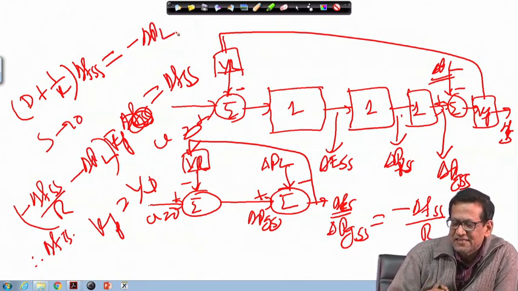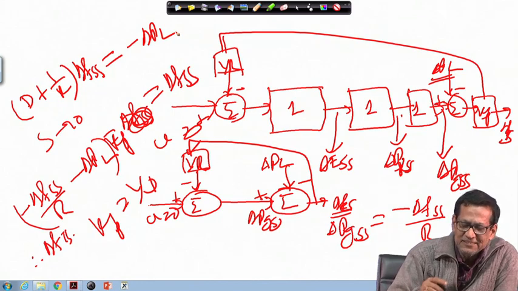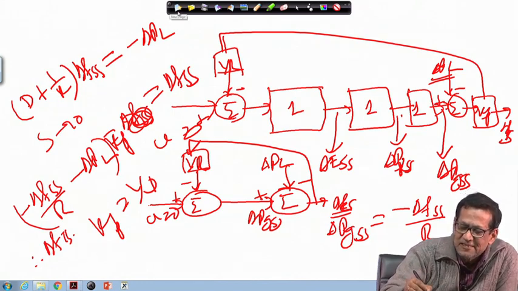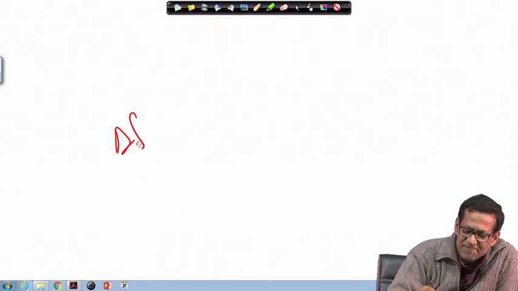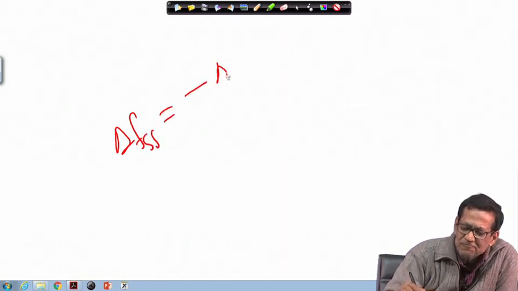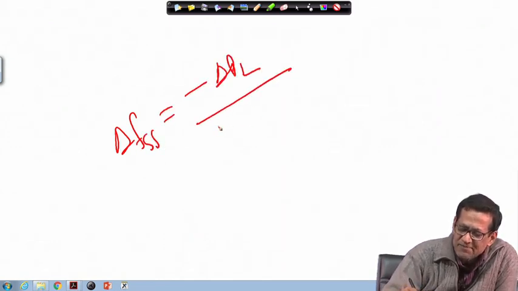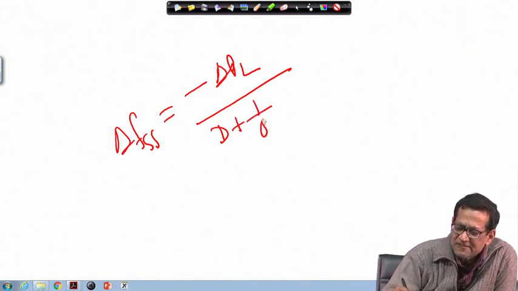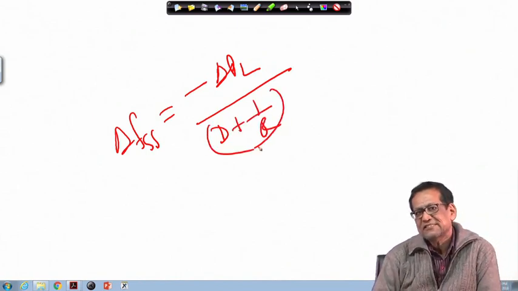So, this thing is clear. I am clearing this and writing the final expression of delta FSS. So, delta FSS is then equal to minus delta PL divided by D plus 1 upon R. This is the steady state expression.